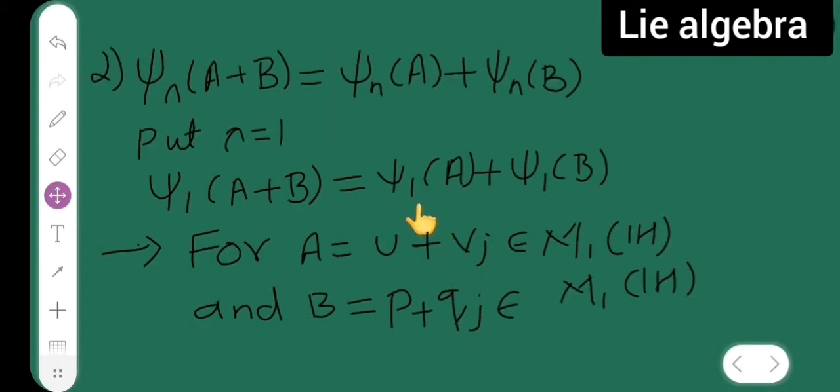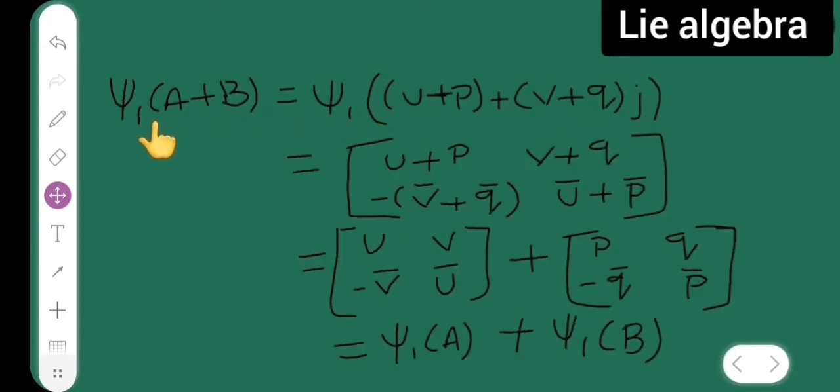Next property, this also I am solving with the help of an example. Psi n of A plus B is equal to psi n of A plus psi n of B. If I put n is equal to 1, psi 1 of A plus B is equal to psi 1 of A plus psi 1 of B. So for A is equal to U plus Vj belonging to M1 of H, and B is equal to P plus Qj belonging to M1 of H.